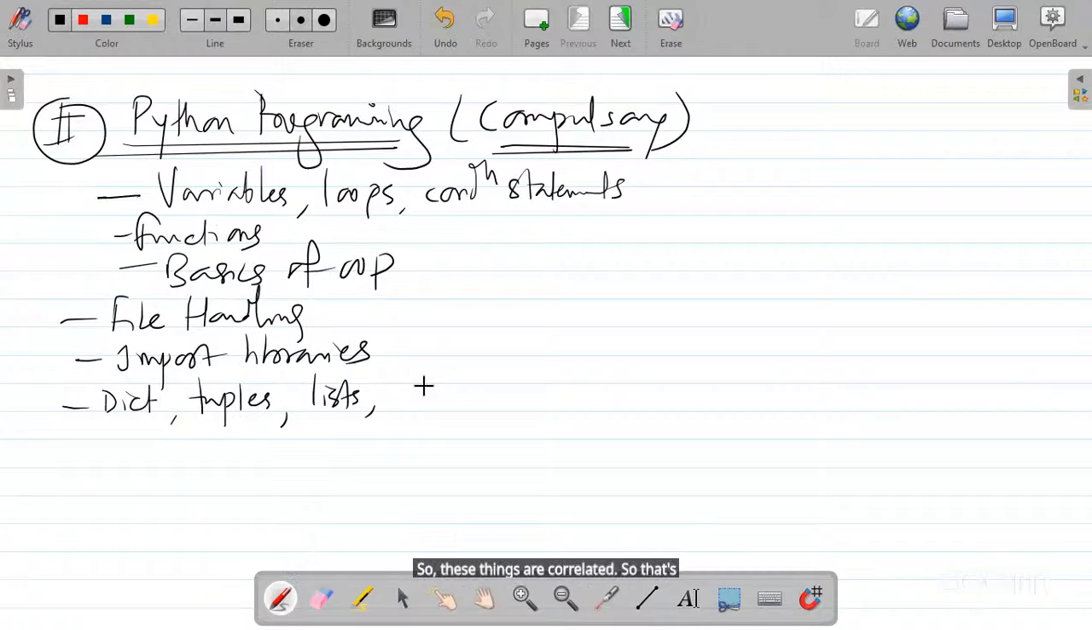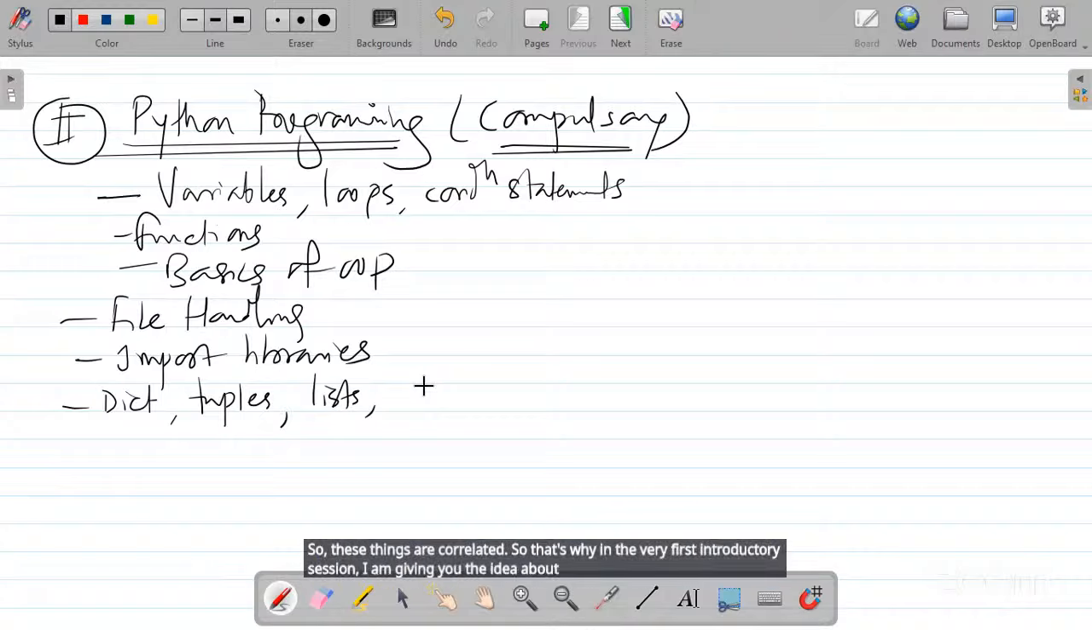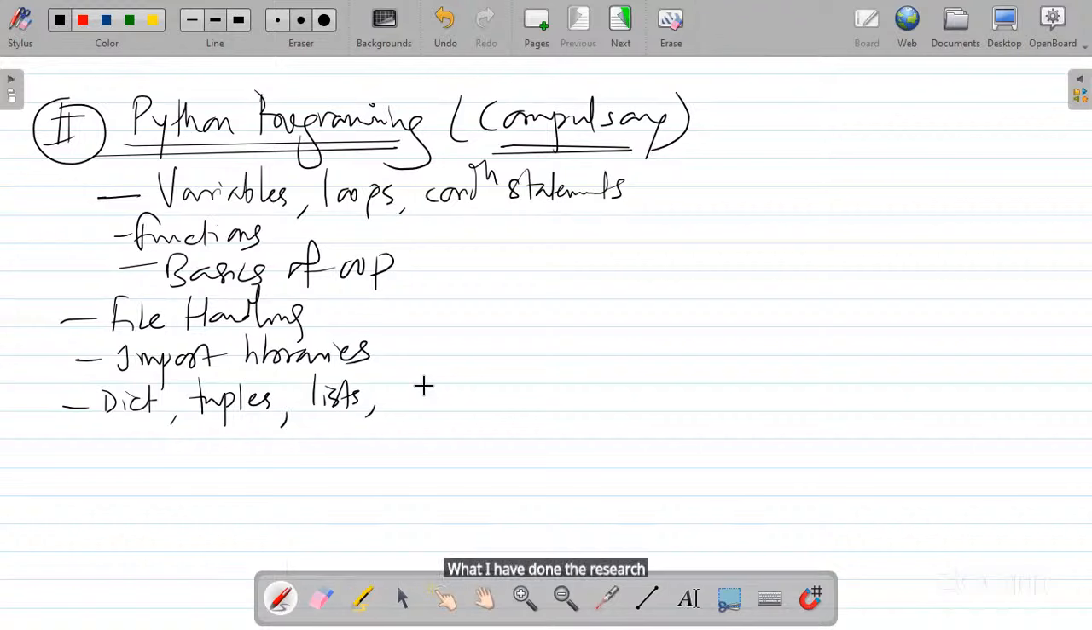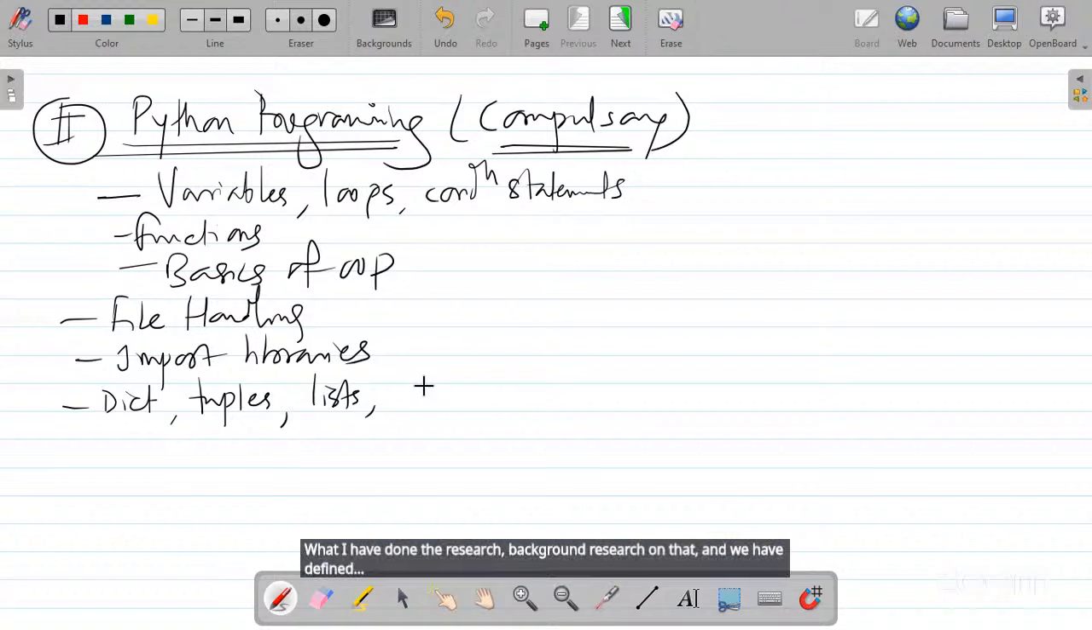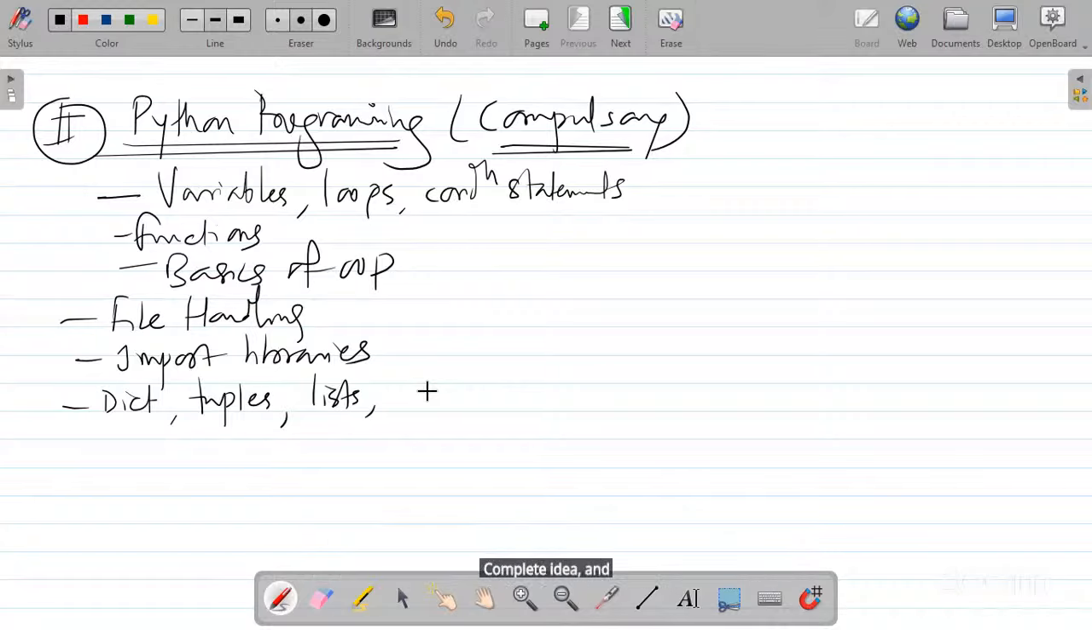That's why in the very first introductory session, I am giving you the idea about the 9 major structures. I did background research on that, and we have defined these 9 model structures, which will give you a complete idea and fulfill our requirement also. Okay, so this was the second block.